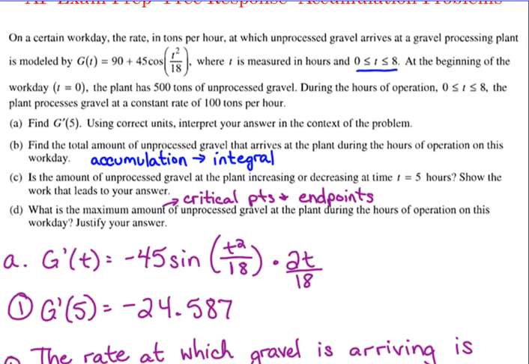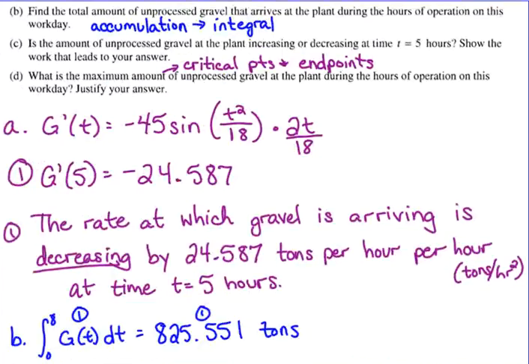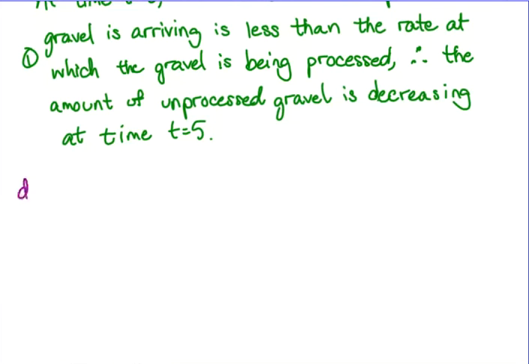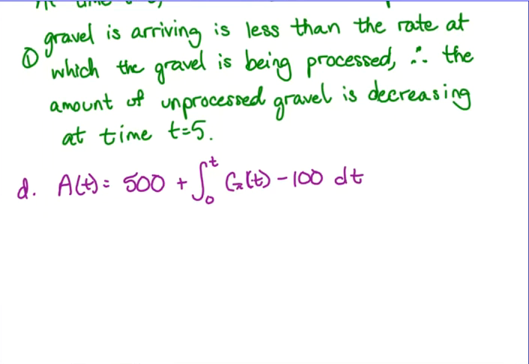First of all, we haven't really come up with a function for the total amount. Let's go back to the original problem. It says at the beginning of the workday, we have 500 tons to start with. It's arriving at this rate, and it's being processed at this rate. So let's come up with an amount function here. Our amount at time t is equal to, we started with 500, and we're going to add the accumulation of our rates, from 0 to t of the rate at which it's being brought in minus the rate at which it's being processed.